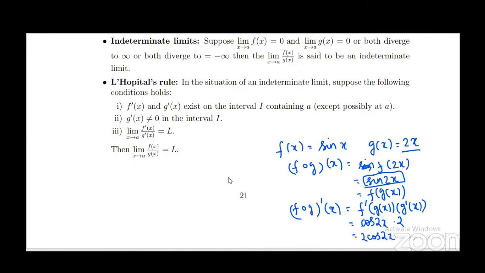Similarly, if I do g composite f, g composite f of x will be g of f of x. So that is 2 sine x. Okay, that's not going to make any difference. Differentiating this is easy, but I'm sure that using this example, you would have understood what this chain rule means.